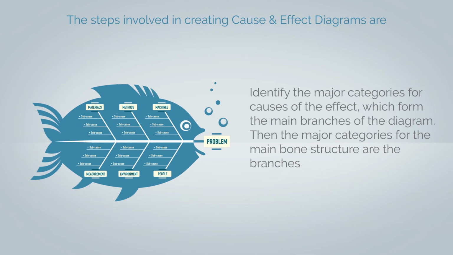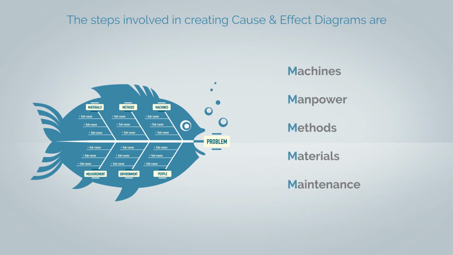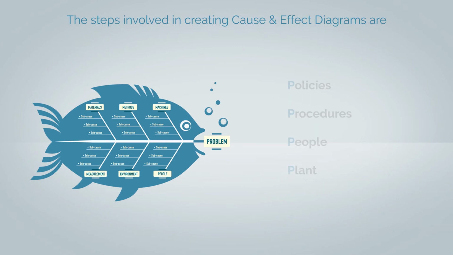Thirdly, identify the major categories for causes of the effect, which form the main branches of the diagram. The major categories for the main bone structure are the 5 M's: machines, manpower, methods, materials, and maintenance, followed in the manufacturing industry. Or the 4 P's: policies, procedures, people and plant, followed in the non-manufacturing industry. The team may identify other relevant major categories depending on the problem.